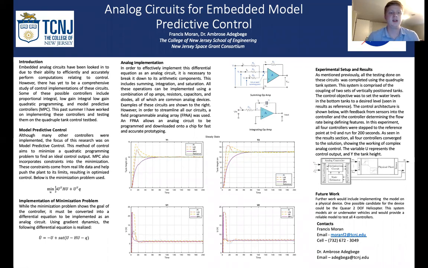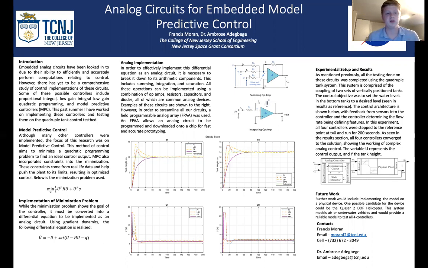As an introduction, embedded analog circuits have been looked into due to their ability to efficiently and accurately perform computations relating to control. However, there is yet to be a comprehensive study of control implementations of these circuits. Some of these possible controllers include proportional integral, low-gain quadratic programming, and model predictive controllers. This past summer, I worked on implementing these controllers and testing them on the quadruple tank control testbed.